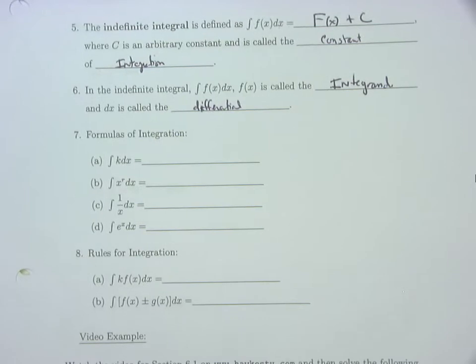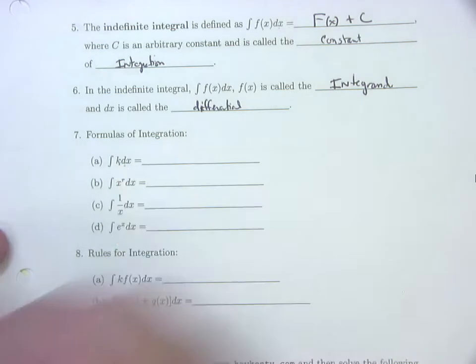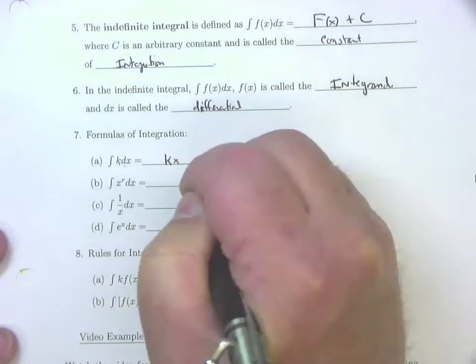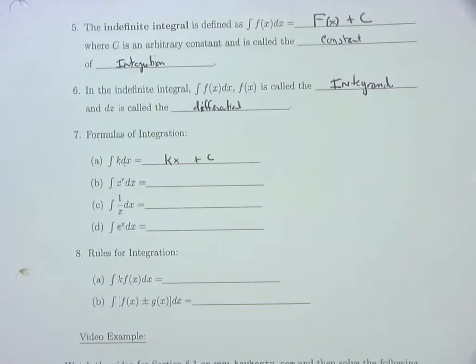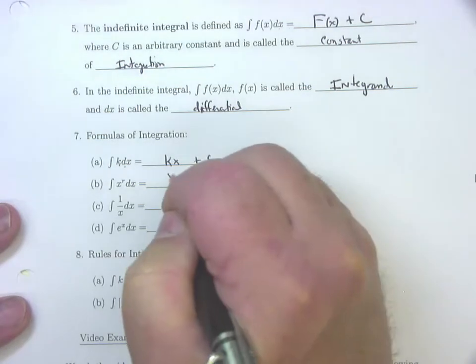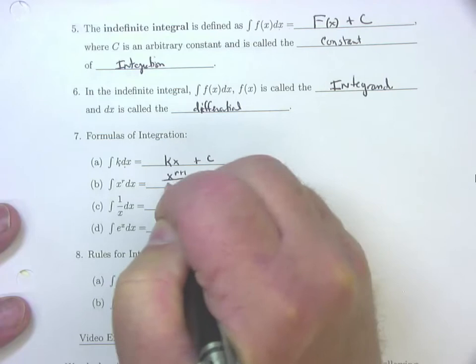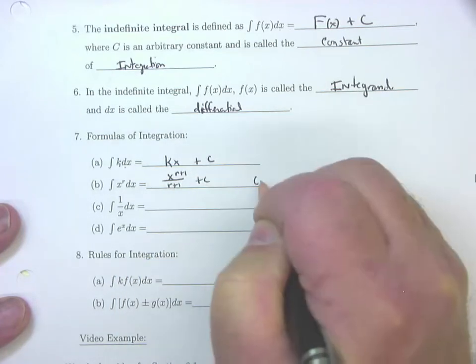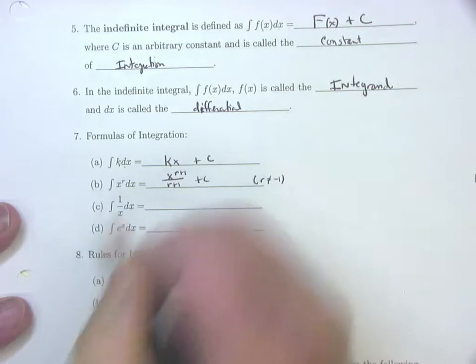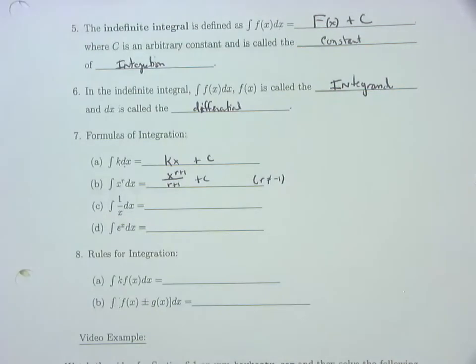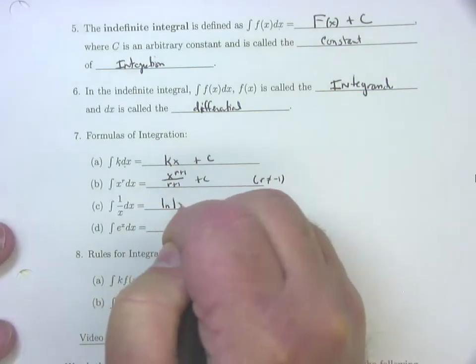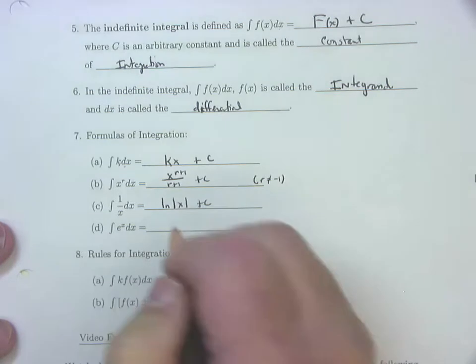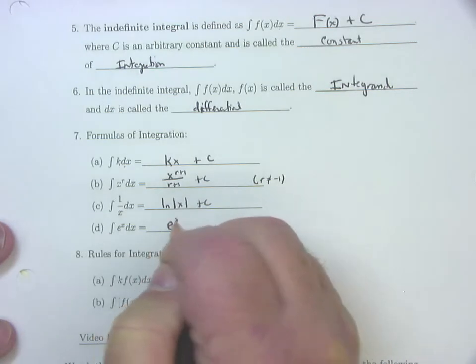So, here we go. Here are my rules. What's the integral of a constant dx? K being a constant, the formula is the constant times x plus an arbitrary c, the constant of integration. The integral of x to the r is x to the r plus 1 divided by r plus 1, plus c, provided r is not equal to negative 1. So we've got a special rule for that one. The integral of 1 over x dx, what's that equal to? Natural log absolute value of x plus c. The integral of e to the x dx is e to the x plus c.